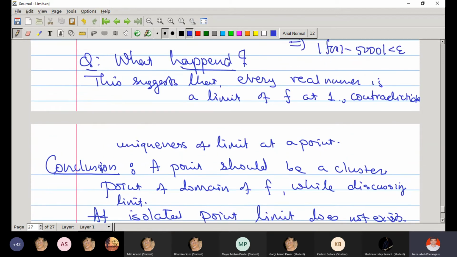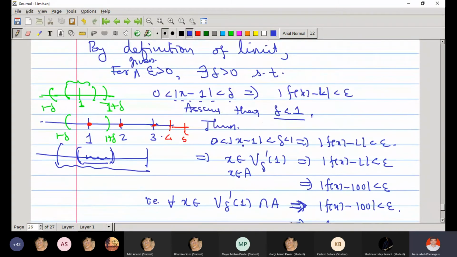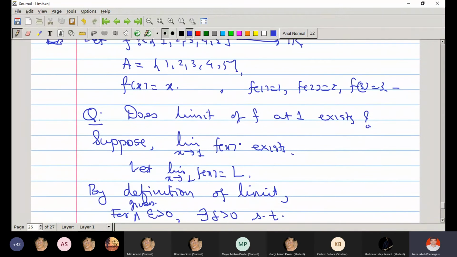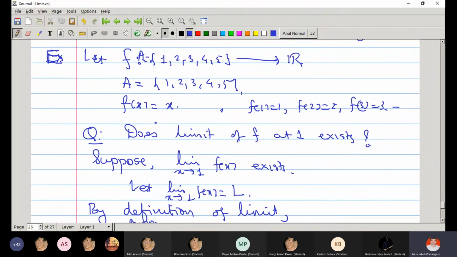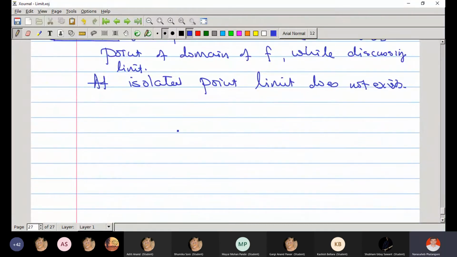And here, whatever the definition of the function is doesn't matter. Either you take f(x) equal to x, or f(x) equal to x square, or f(x) equal to sin x, whatever your definition of function, it doesn't matter. If the point is isolated, the limit does not exist. So do you understand why a cluster point is very essential? Yes, sir.